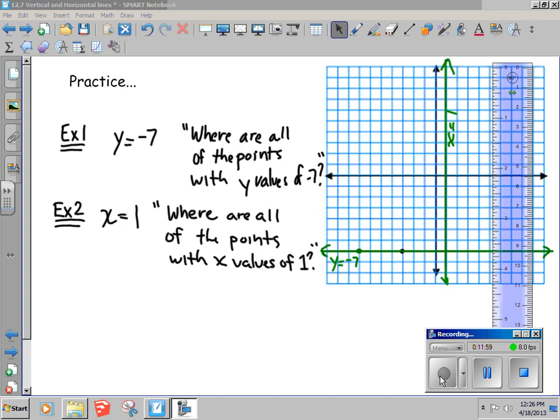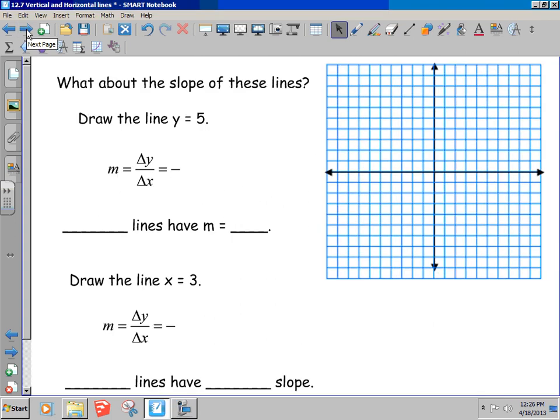All right. So your line should look like this. X equals 1 is a vertical line. And we don't have any questions here, so we're going to move on. The next thing we were going to talk about are the slopes of these lines. It's a couple special situations, but we were running short in the other classes, so we'll come back to this discussion about slope of these lines.